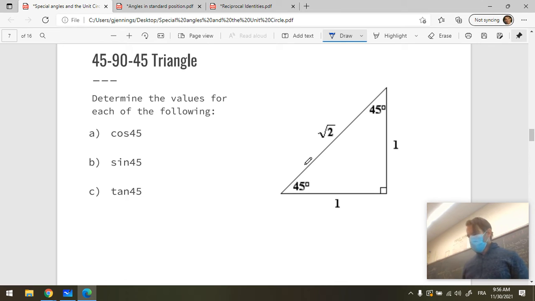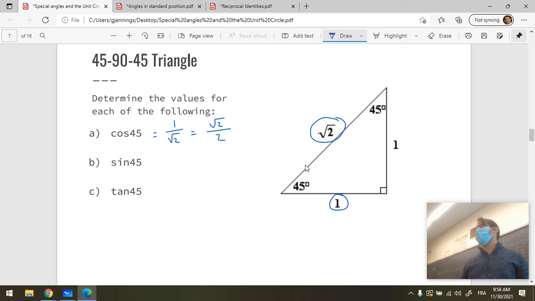So for this triangle, what is the cosine of 45 degrees? 0.707. Yeah, but if I wanted to give that exactly, I'm going to use the adjacent side and the hypotenuse in my answer to give cosine of 45. So it's 1 over the square root of 2. You're also going to see this as square root of 2 over 2. Some of your calculators will output this.